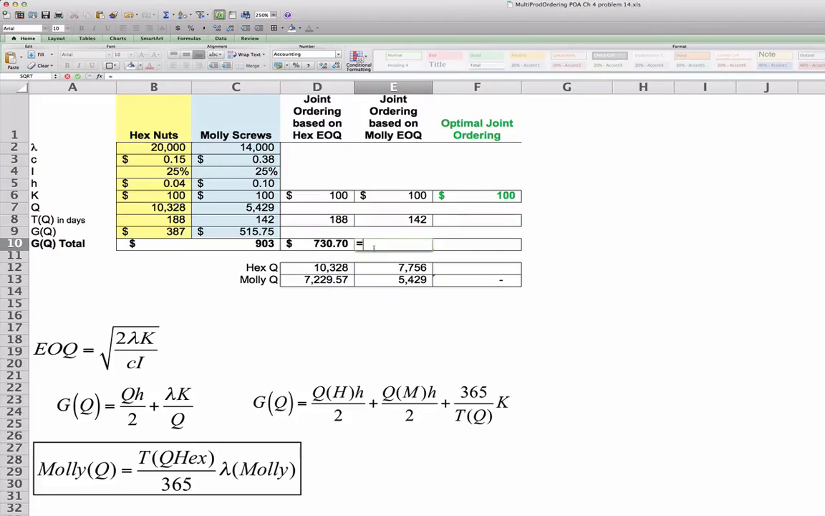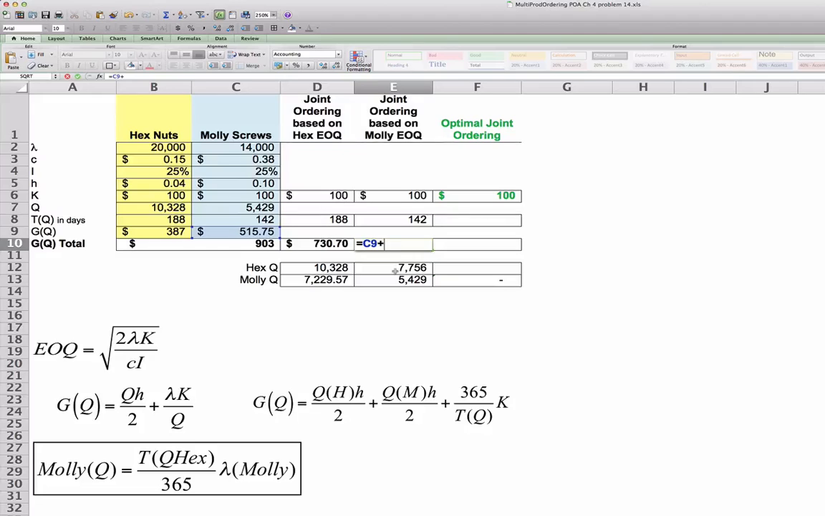And again, it will be the sum of the annual order placement cost and holding costs for hex nuts and MOLLE screws, respectively. Again, I make my life a little easier here by starting out with a total cost that is optimal for MOLLE screws, because in this case I'm doing what would be optimal for MOLLE screws. And remember, this figure of $516 includes annual order placement costs that now also covers hex nuts as well as the holding costs for MOLLE screws.